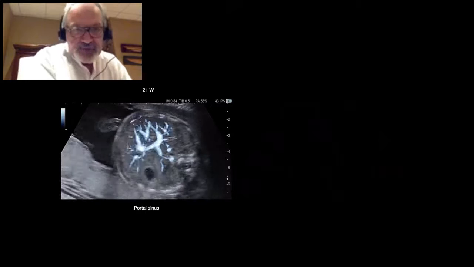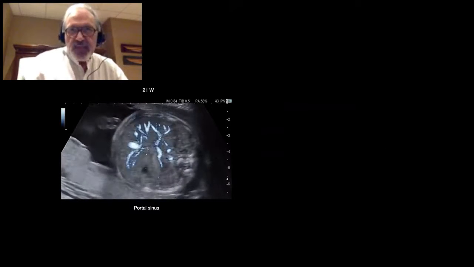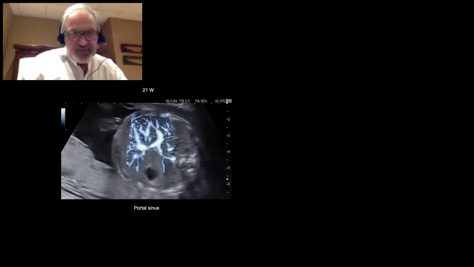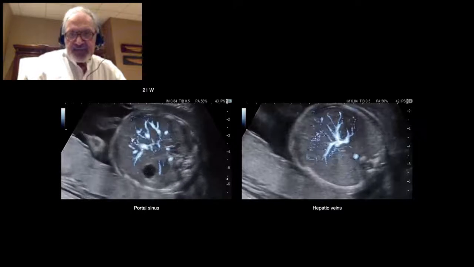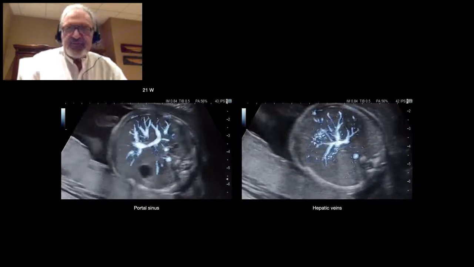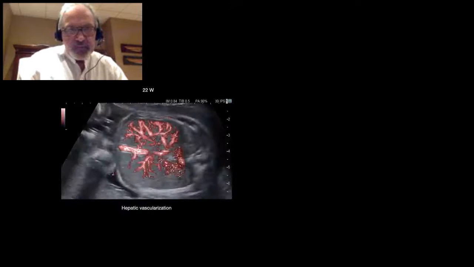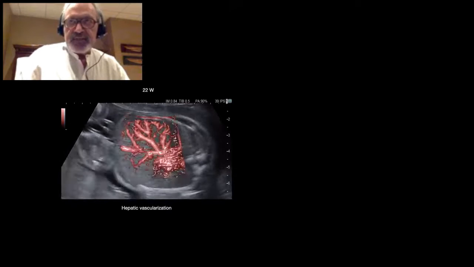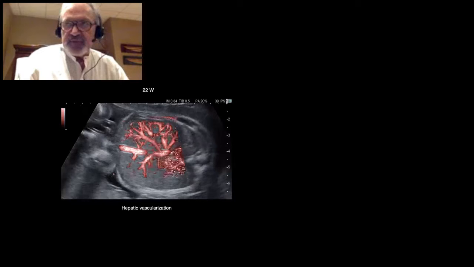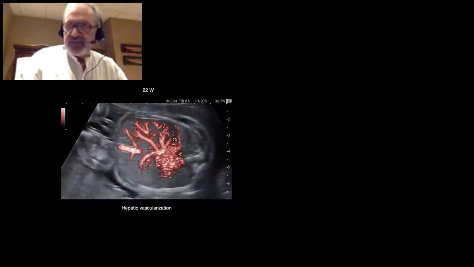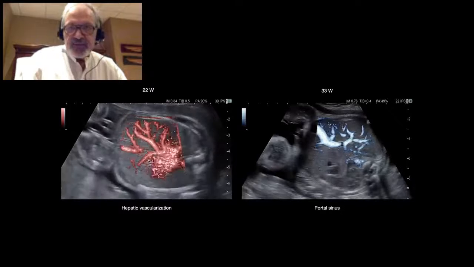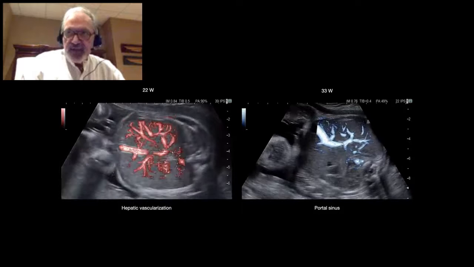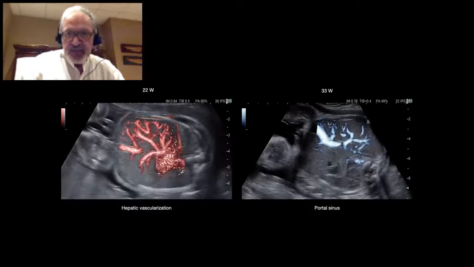In abdominal view, we have the portal sinus. The hepatic blood circulation is richly represented with DFI. Here we have hepatic veins coming to the inferior vena cava. Here we have the umbilical vein, portal vessels, and hepatic veins. These vessels are visible at the same time on this section. Later in pregnancy, as you can see here, the umbilical vein and its collaterals, as well as the portal sinus, are well defined.